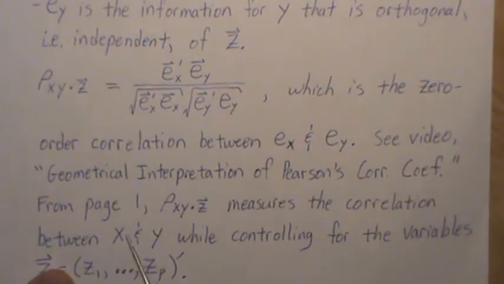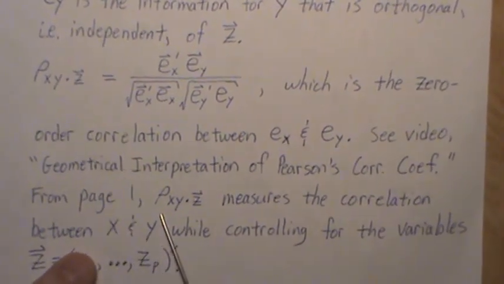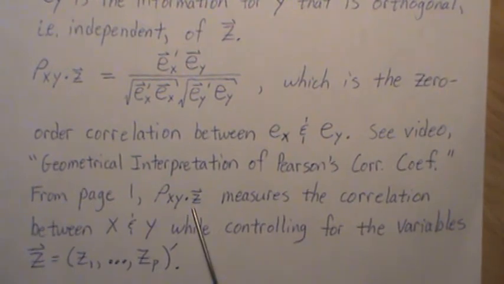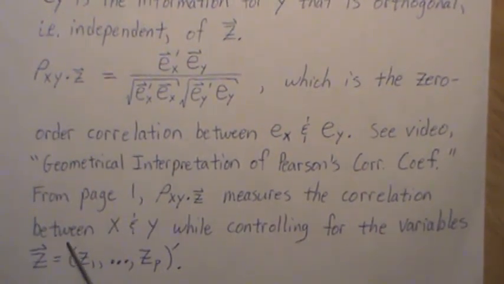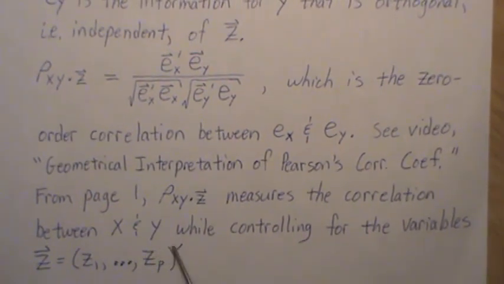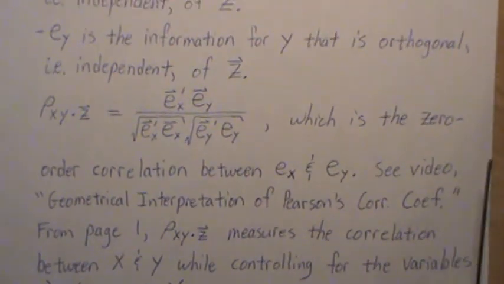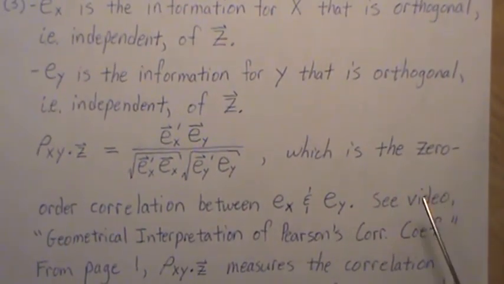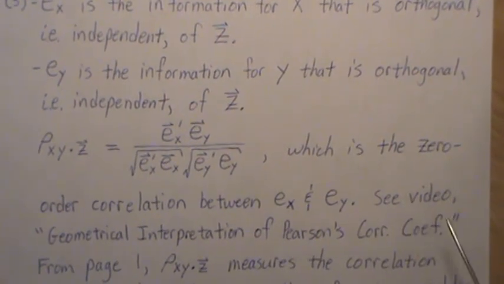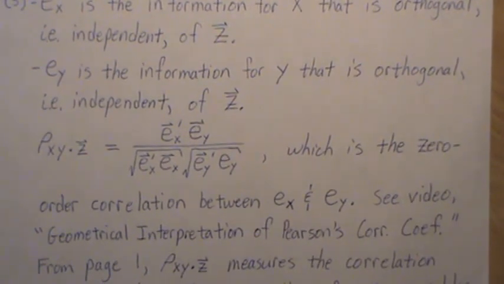But what this is, from page 1, this rho of XY dot Z measures the correlation between X and Y while controlling for the variable Z. And that's the basic concept of what partial correlation is. In the next few videos, we're going to follow it up with some formulas and properties that will be more mathy and that we will prove.